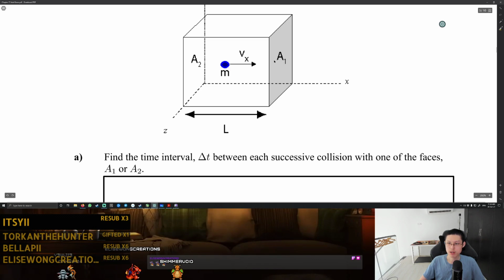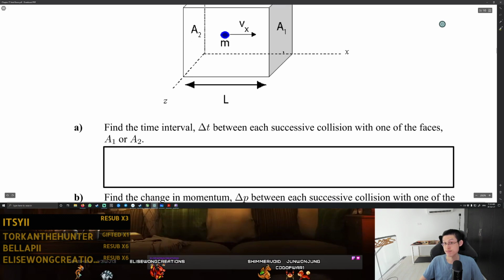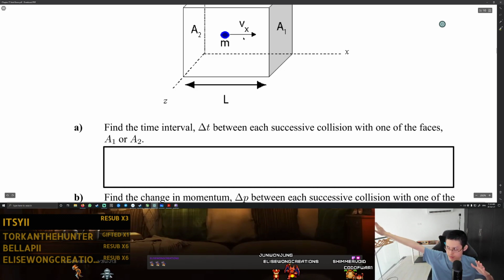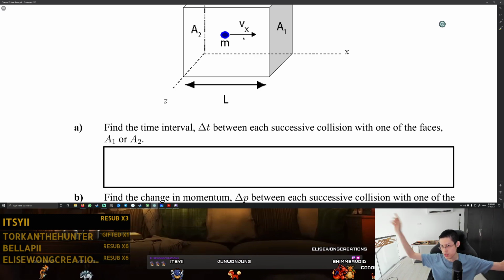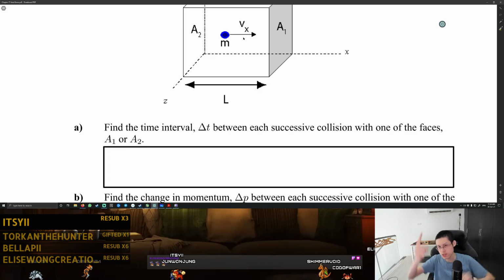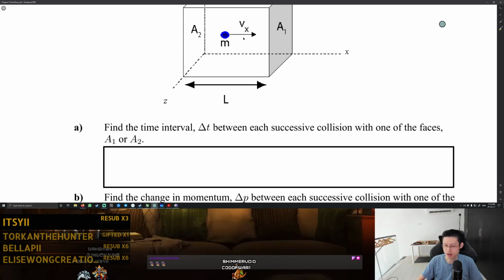So how much time has elapsed between each successive collision? It hits, flies off, flies back, hits it again. How much time has passed? Remember, one of the assumptions of the ideal gas is that they're moving with constant speed, which means there is no acceleration, which means we can use the kinematics equation.